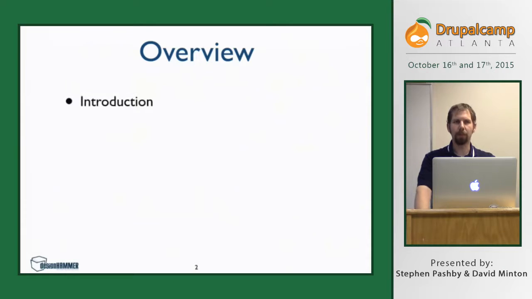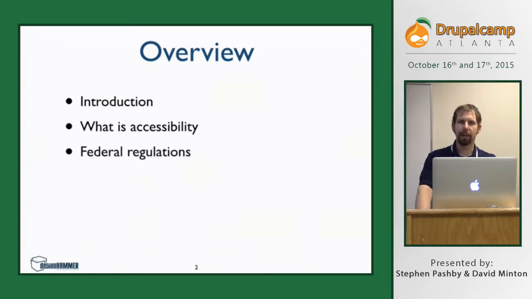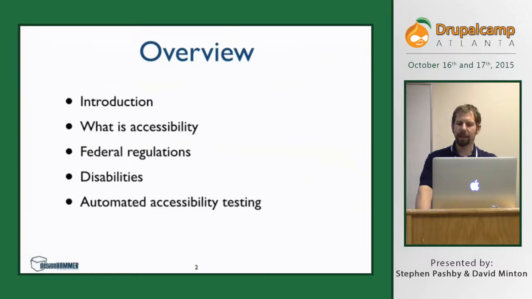So a quick overview of what we're going to cover. We'll do an introduction. We'll talk about what is accessibility. We'll go over some of the pertinent federal regulations and why it is not always so simple to understand what you're actually supposed to do. We'll talk about some of the specific disabilities that you need to make your website accessible for. We'll review some automated accessibility testing tools. And then we'll talk about some recent court cases that sort of highlight some of the challenges about understanding what is actually required for what organizations.